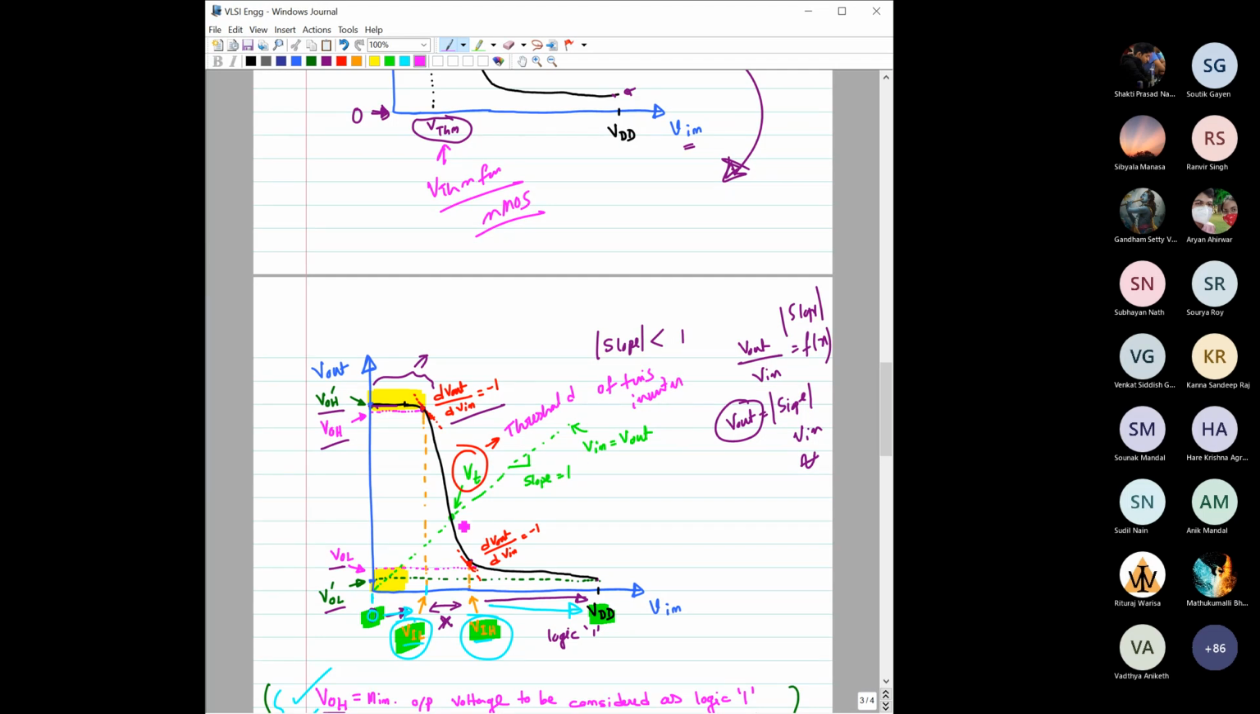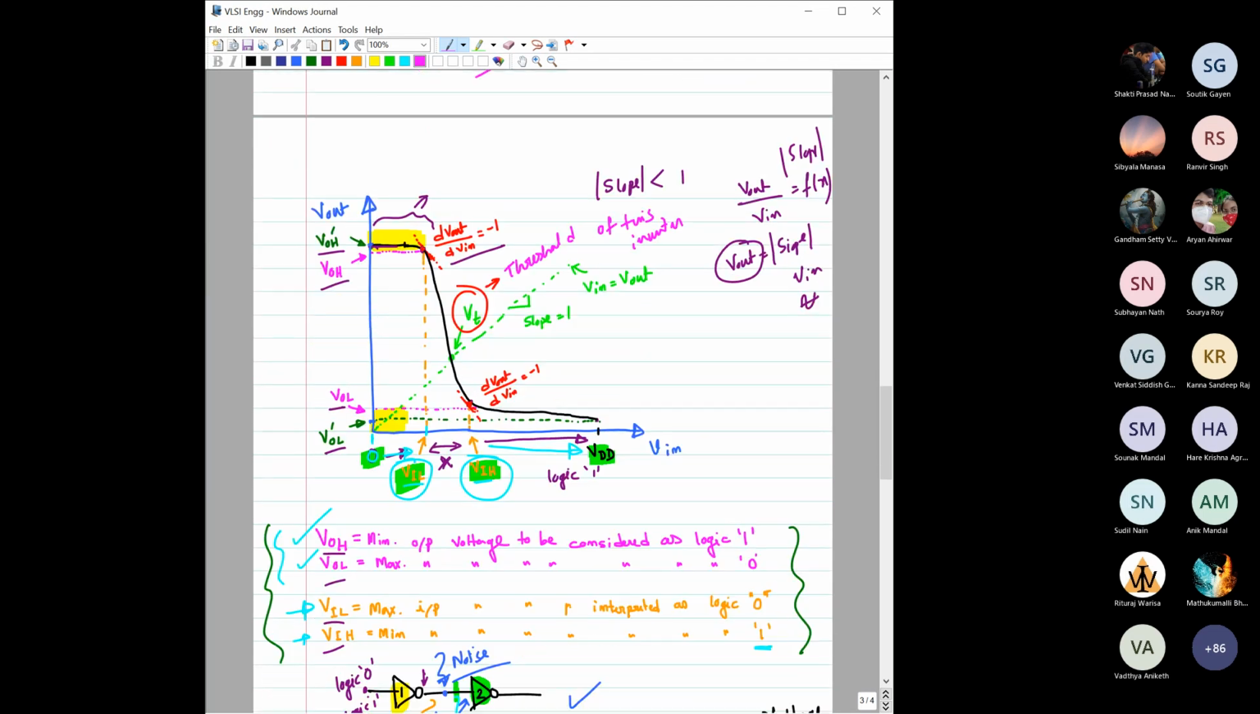So that means ideally, if any voltage is below this threshold voltage, if you give anything below this as an input, then you are expected to get an output which is logic 1, right? Again, I am repeating, this is the threshold voltage for this inverter, and a threshold can be defined for any logic gate actually, right?